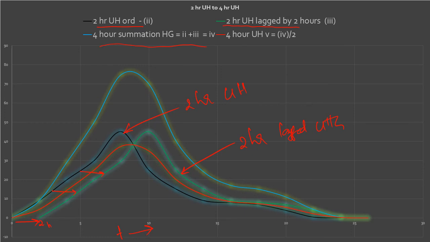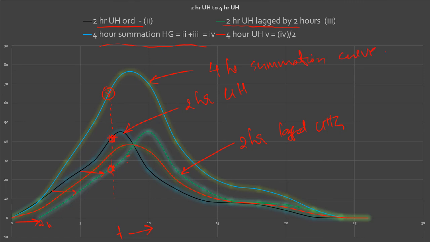For that, we said we will draw a vertical line like this, and it cuts the two curves, that is the first given curve and the second lagged curve, at 2 points. So we will sum up the coordinates of these 2 points, and you will obtain the corresponding summation curve point. Similarly you will do this for all the points on the curve to obtain the 4-hour summation curve.